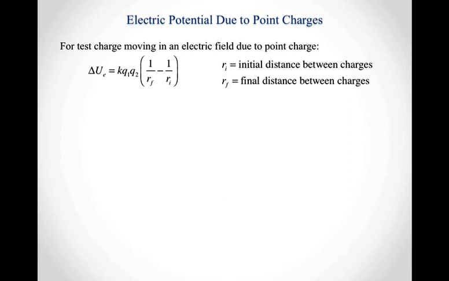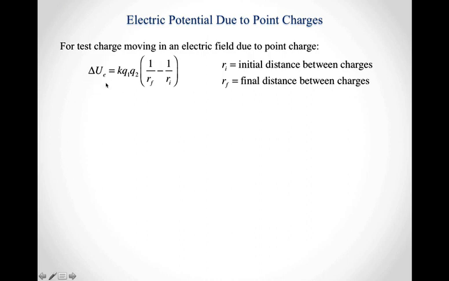So the other field that we want to go ahead and discuss explicitly when talking about the electric potential is moving around in a field due to point charges. Again, knowing how the electric potential relates to the electric potential energy, we can start by thinking about the change in the electric potential energy of a test charge as you move it around in the electric field due to another charge. And so that's given by this equation here, right?